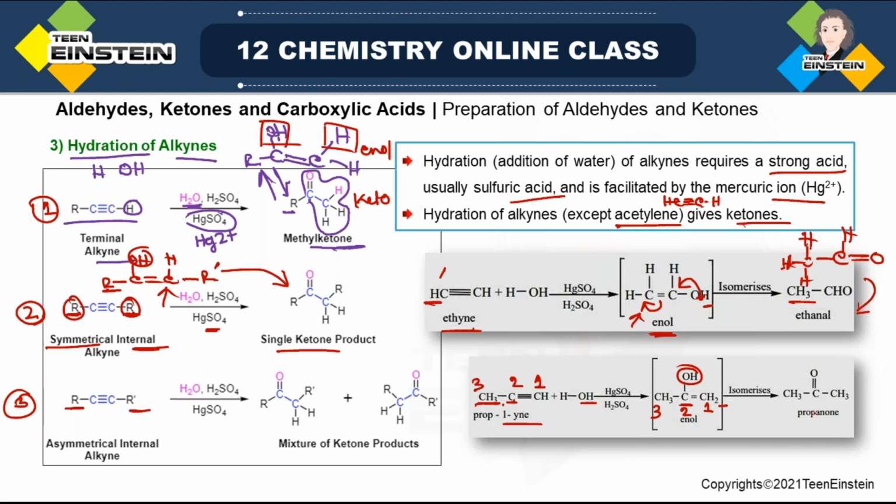After isomerization, what will you get? You will get propanone. The other possibility never occurs, you will never get it. What I mean by the other possibility is, if OH is added to carbon 1, that is another possibility, right?